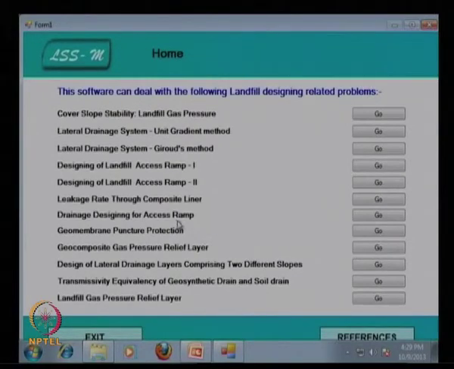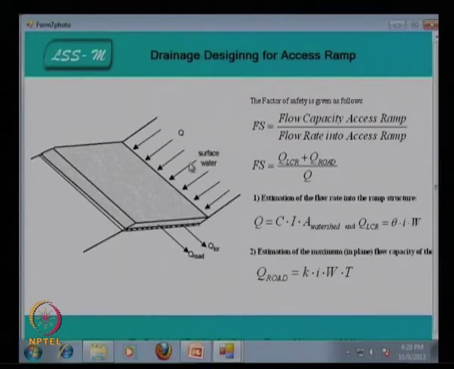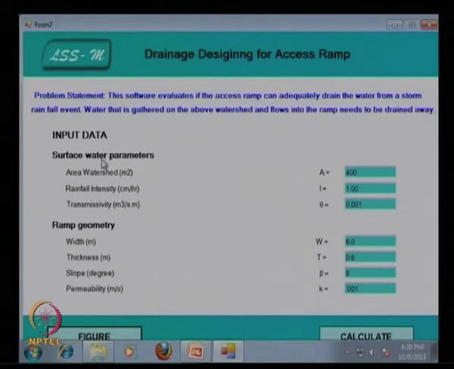So next is drainage design with the SS ramp. This is the drainage design for the SS ramp. This is the equation that has been used, and this is the input data. Surface water parameter, area of the water A is 400 meter square, rainfall intensity is 1.0 centimeter per year, and the transmissivity theta is 0.001 meter cube per second meter.